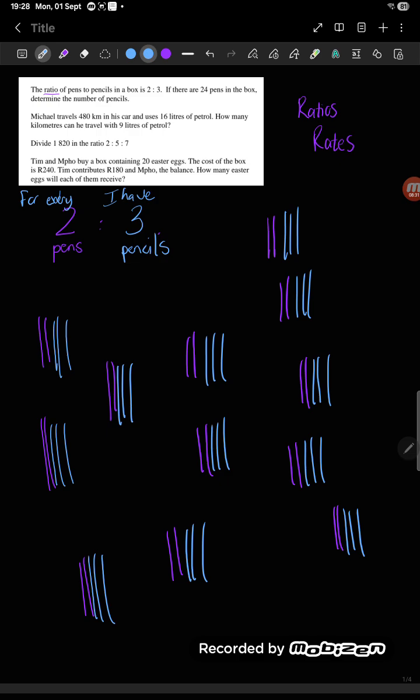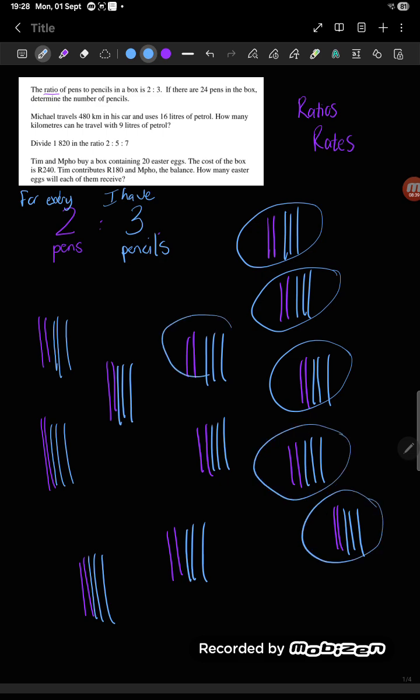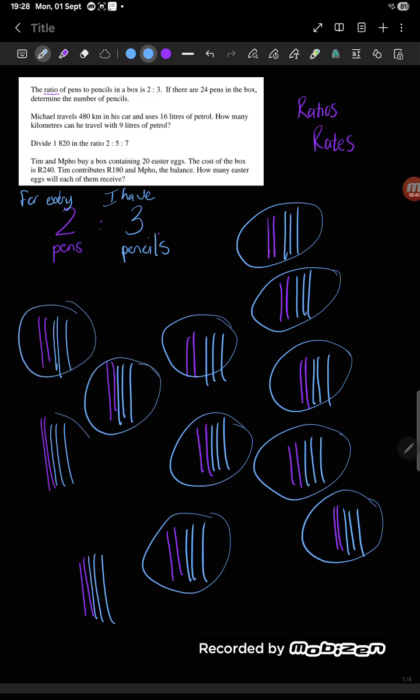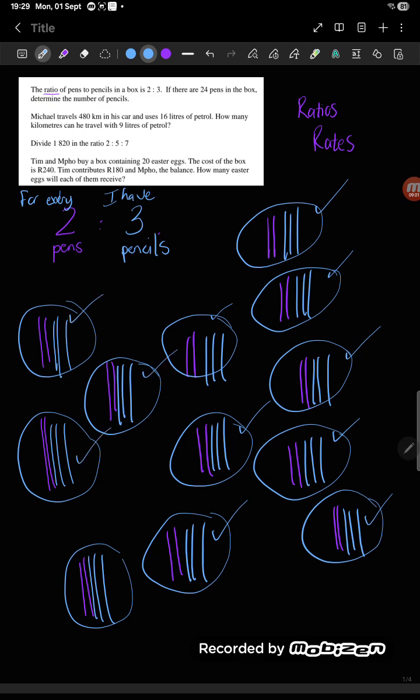Now, let's see how many bundles I've made of this 2 to 3 to get to 24 purple lines or 24 pens. And I can count them in ones. I go 1, 2, 3, 4, 5, 6, 7, 8, 9, 10, 11, 12, 13, 14, 15, 16, 17, 18, 19, 20, 21, 22, 23, 24, 25, 26, 27, 28, 29, 30, 31, 32, 33, 34, 35, 36. I've got 36 pencils.